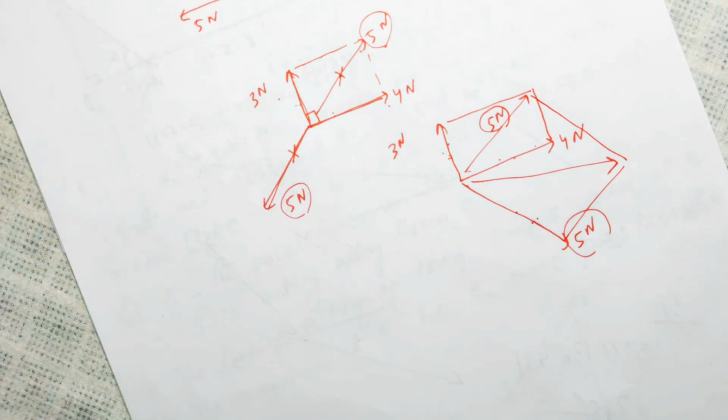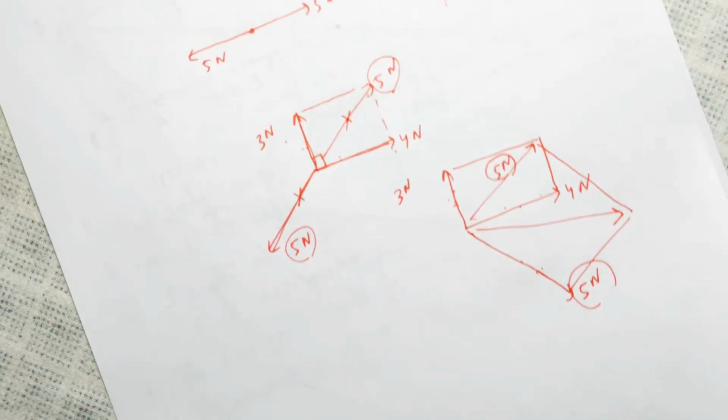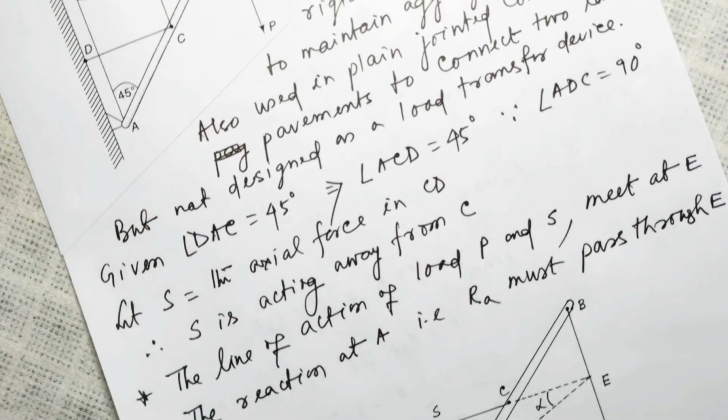So the conclusion is that for three concurrent forces lying in the same plane, they should have the same point of concurrence, and the resultant of any two must be equal in magnitude and opposite in direction to the third one, for sigma x and sigma y to be equal to 0. Now let us go back to the problem.